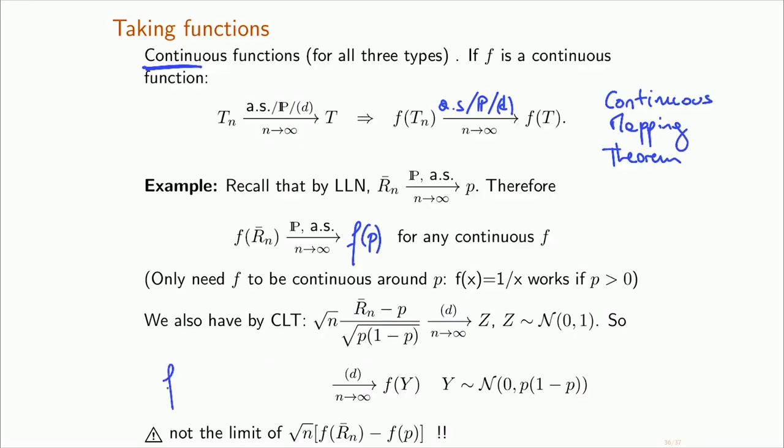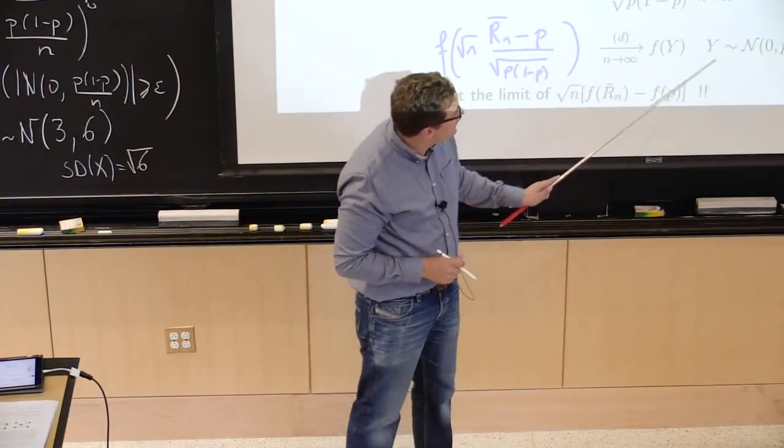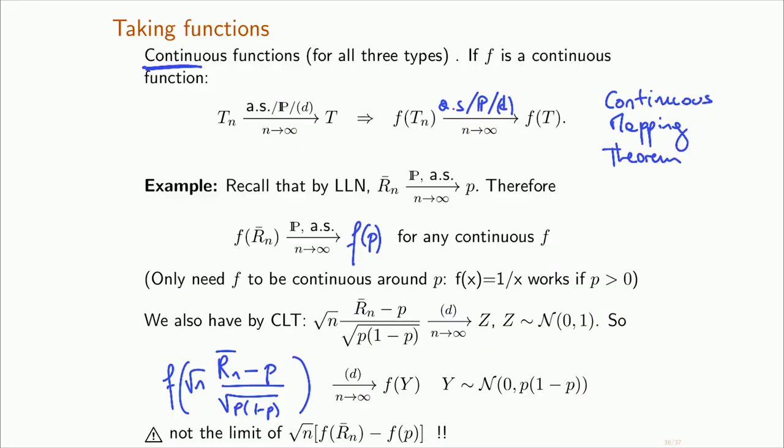So I should write f of square root of n, Rn bar minus p, divided by square root of p(1 minus p). And that should converge to the, sorry, I made a mistake. I just wanted to make it a little bit of an exercise. This is y, so it's not z. So I need to multiply everybody by square root of p(1 minus p). So this thing is really just this guy. There you go. Okay, let's make it look nice.